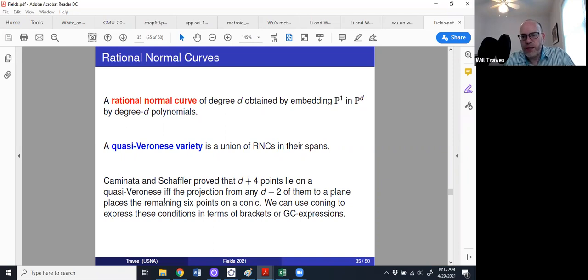And we did this in all dimensions, which is kind of cool. The work leveraged work by Caminada and Schaffler, who worked at the bracket level, and we worked at the Grassmann-Cayley level. Okay, I did say something about this, so anyway, that's all I want to say.